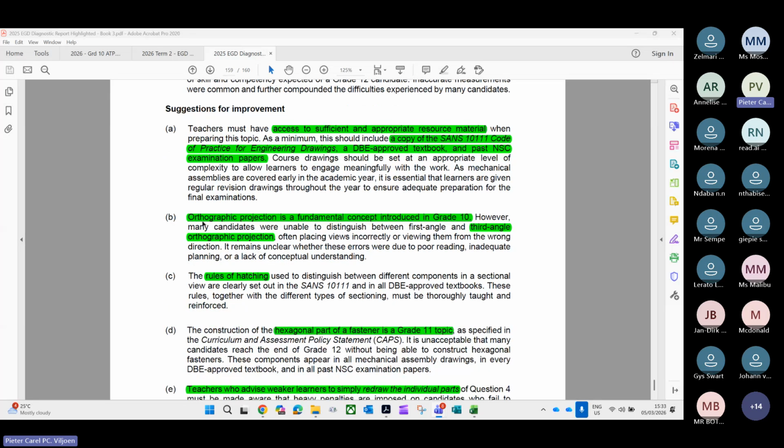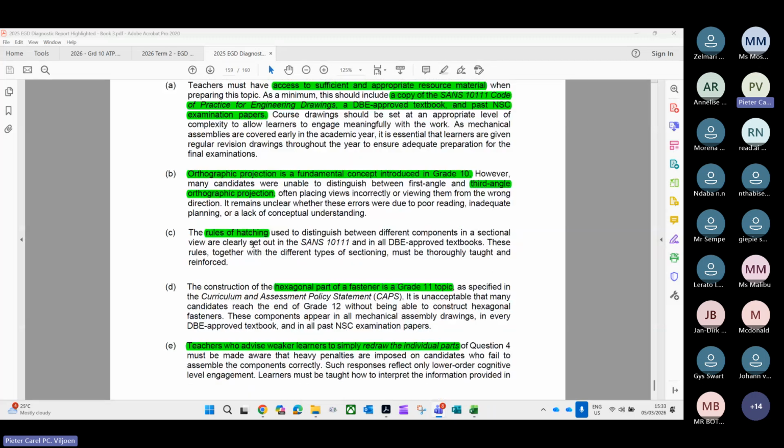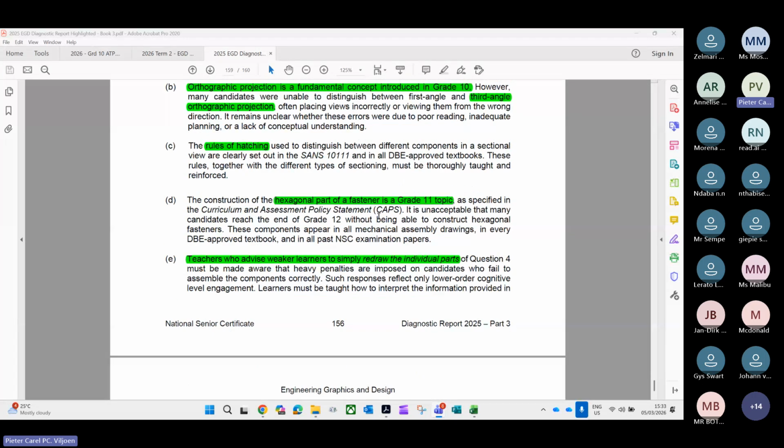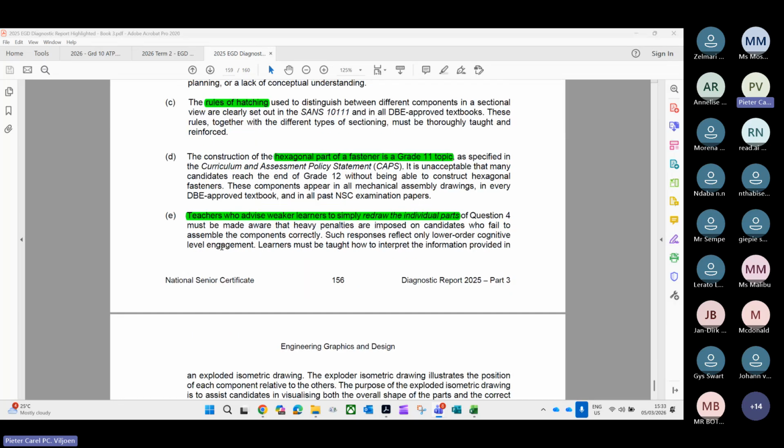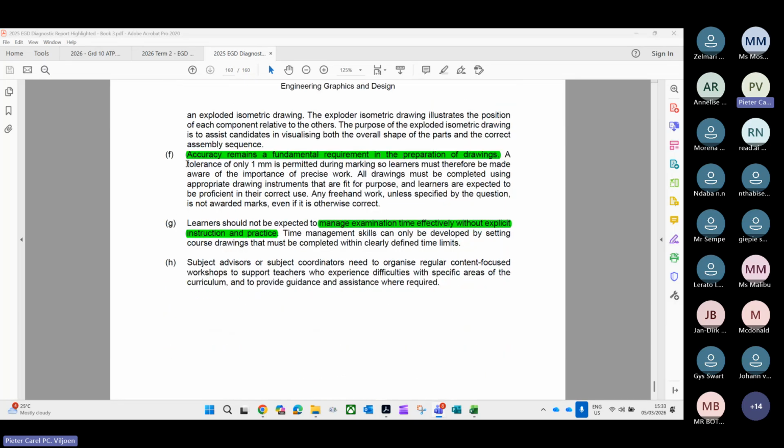Right. Orthographic projection, fundamental grade 10 content. Ladies and gentlemen, this is a grade 12 document. How many times has grade 10 featured in here? Third angle orthographic projection. Rules of hatching, grade 10 content. Hexagonal parts of fasteners, that's grade 11. Teachers who advised weaker learners to simply redraw the individual parts, that is wrong. You will lose a lot of marks, or the learner will lose a lot of marks.